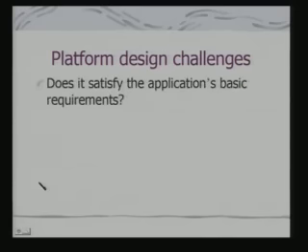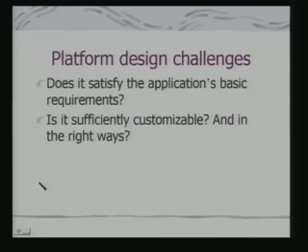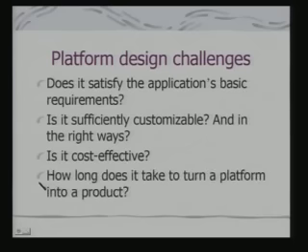So, what are the platform design challenges? Does it satisfy the application's basic requirements? Is it sufficiently customizable and in the right ways? Is it cost effective? These are the basic issues which are to be addressed. How long does it take to turn a platform into a product? Because if it takes lots of time to turn a platform into a product, then your platform will not be used. Okay? So, usability of the platform is also an important point. You cannot make your platform unnecessarily complex so that a user or an application developer cannot understand and use it.